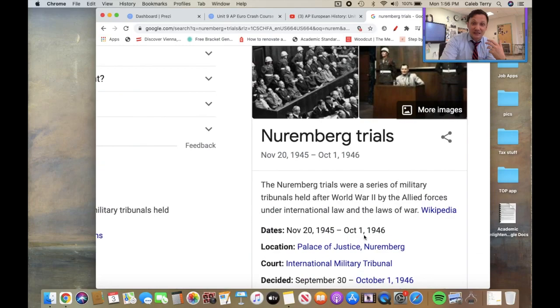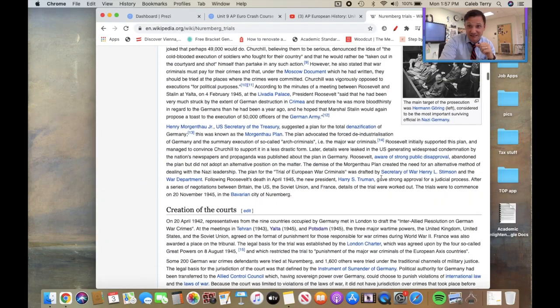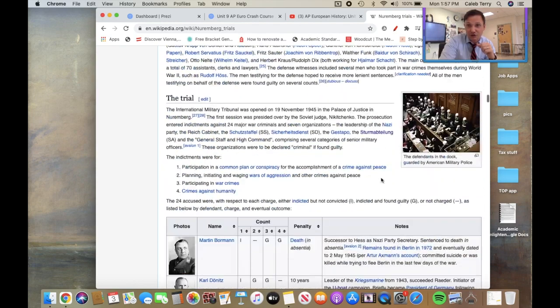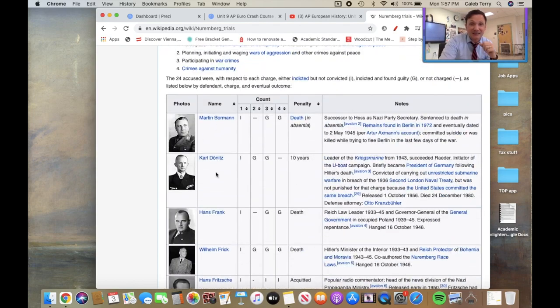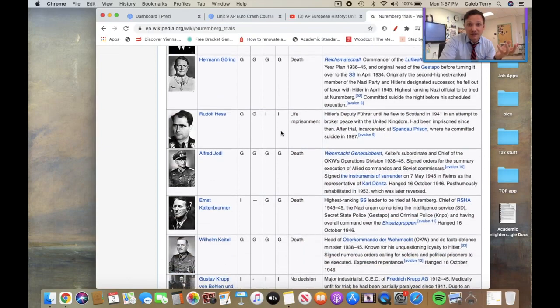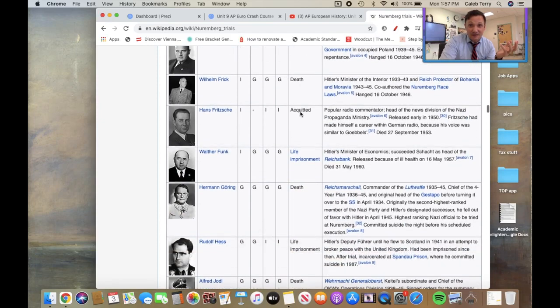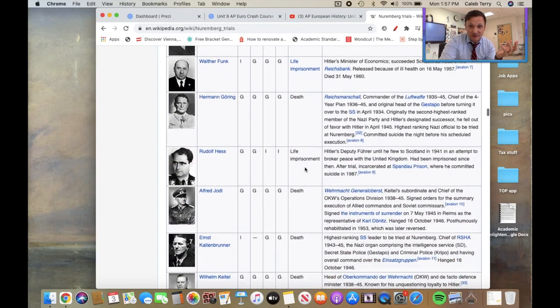And actually, you can see several different pictures from these. Some of the most famous being Nazi leaders that are being directly questioned and are on trial. And you can see a giant list right here of the different Nazi leaders that were actually going to be held and their sentencing, right? And as you can see, most of them resulted in death, right? Death, acquitted, life imprisonment, death, life imprisonment.